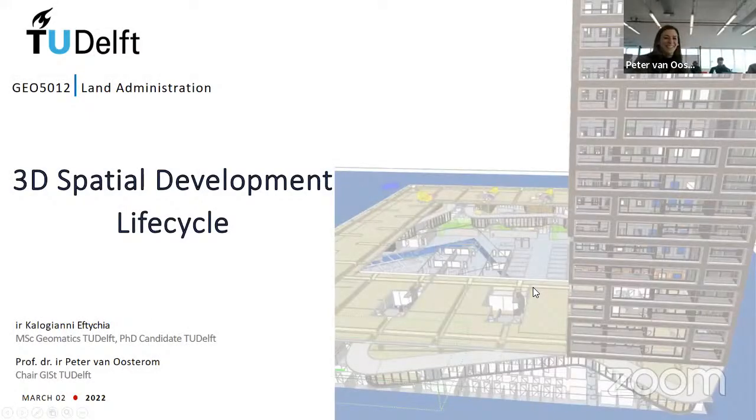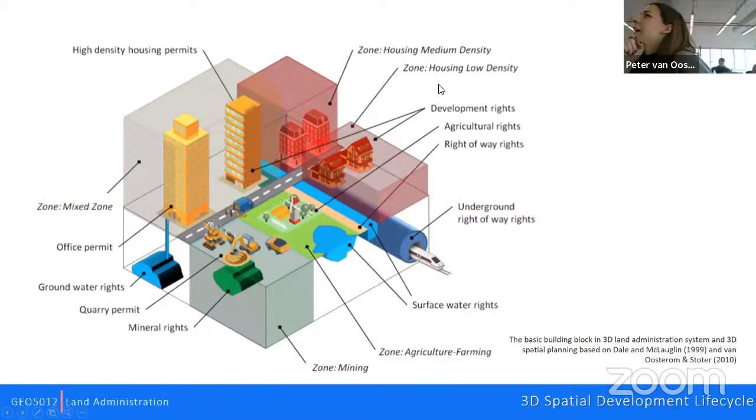Okay, so the presentation will have a wider scope than the previous ones, when you already have the background about land administration, and will be about the 3D spatial development lifecycle of the objects. To be more specific, I added here an image to show the complexity of a building block in 3D land administration, which also has other perspectives than pure land administration.